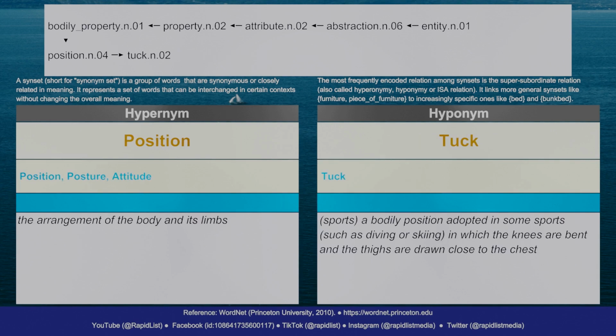Tuck. Sports, a bodily position adopted in some sports, such as diving or skiing, in which the knees are bent and the thighs are drawn close to the chest.